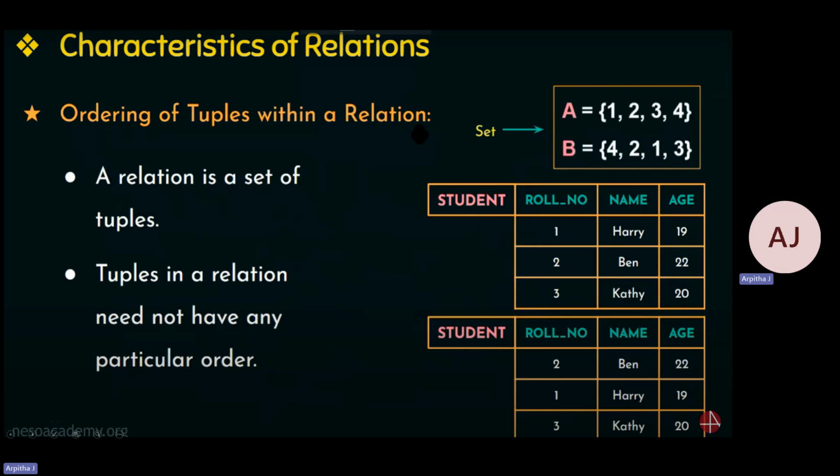Whenever you are entering the data, it's not necessary that it should be in a proper order. It's not necessary that it should be in ascending order or descending order. Any way you can enter your data. So that is one of the characteristics of a relation: a relation is a set of tuples. Tuples in a relation need not have any particular order. Whatever data you are entering inside your table need not be of a particular order, neither ascending nor descending. You can enter data in any order.